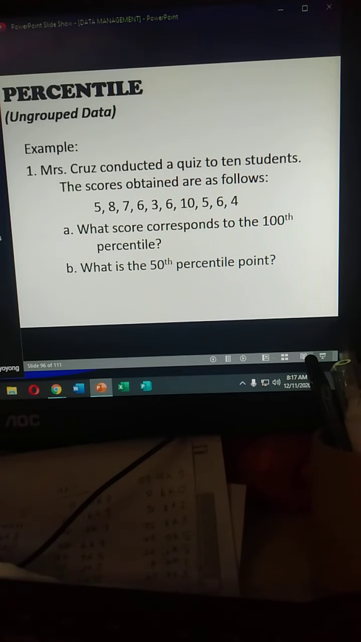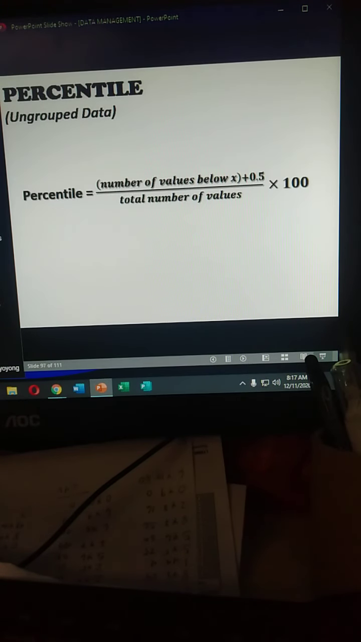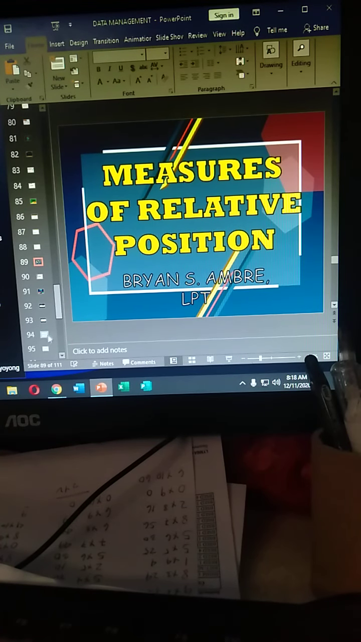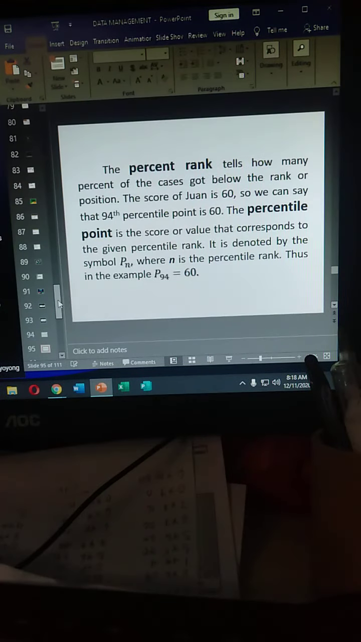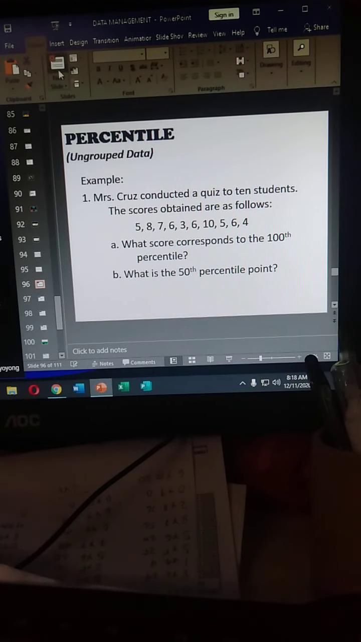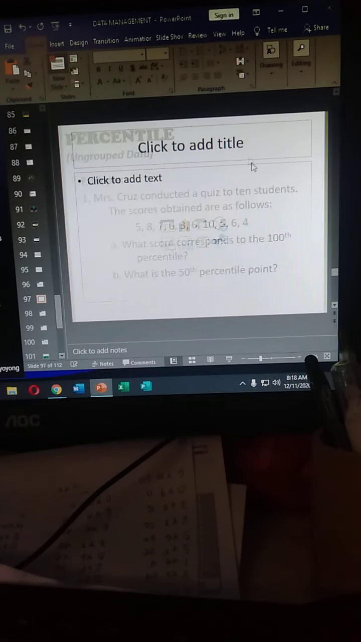Okay, how do we do this? First, let me go back to the presentation so we can answer. Where are we? Okay, here we are. How do we find the 100th percentile?